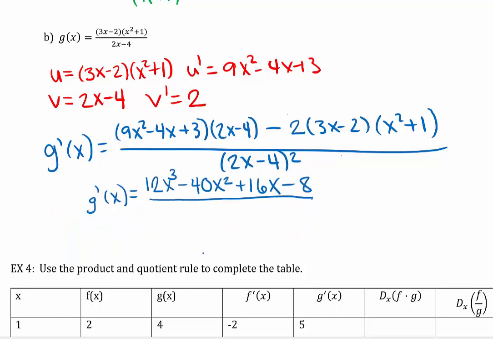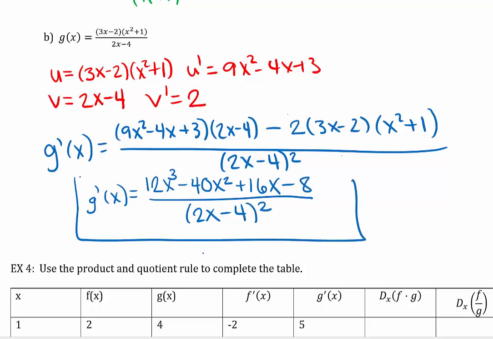If I combine even more like terms, this is what I have in my numerator. And my denominator is still 2x minus 4 squared. I did that pretty quickly. Hopefully I didn't make any mistakes. If I did, feel free to shoot me an email. And so that would be my solution.